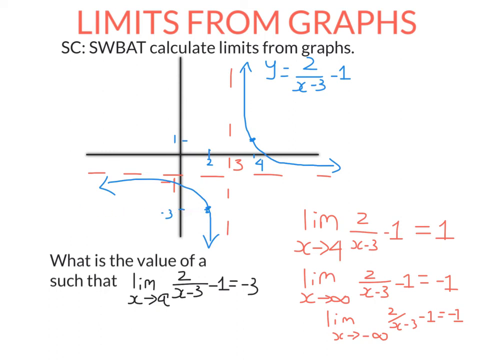It's saying y is getting closer and closer to minus 3. What is happening to x? Well, as y is getting closer and closer to minus 3 from either direction, x is getting closer and closer to 2. So this value here, a, is 2. As x gets closer and closer to 2, y is getting closer to minus 3.